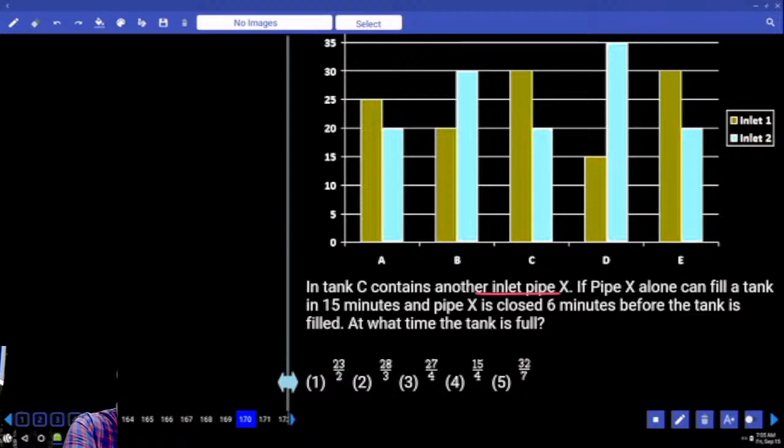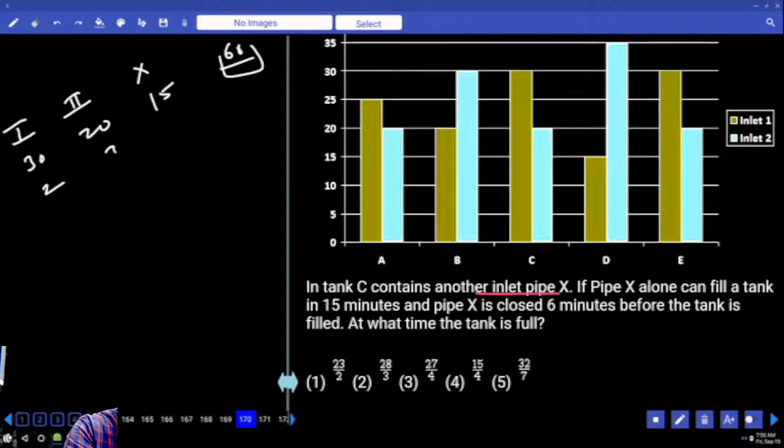First of all, inlet 1 is how much? For tank C, 30 minutes. Inlet 2 is 20 minutes. Another inlet pipe X will take 15 minutes. What is the LCM? LCM is 60. 60 by 30 is 2, 60 by 20 is 3, 60 by 15 is 4. Are you clear or not?